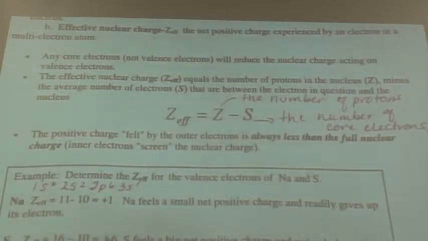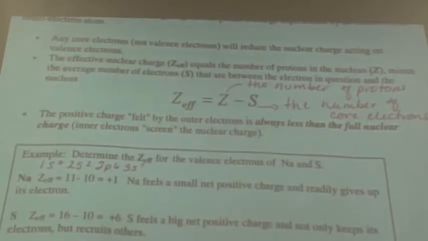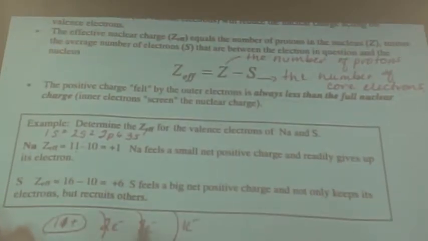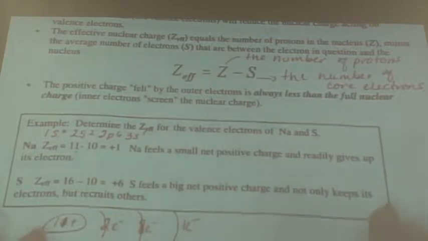So the Zeff for sodium is the 11 protons minus the 10 core electrons equals an effective nuclear charge of +1. That means this electron is feeling a +1 attraction to the nucleus because of the shielding of the core. Now look at sodium on the periodic table. See it? Okay. All right. Now, do we see sulfur down there?